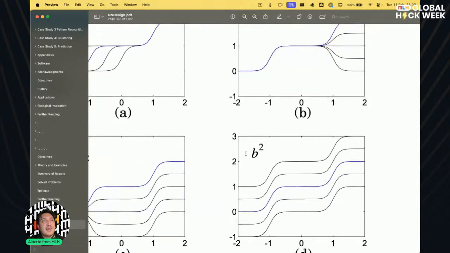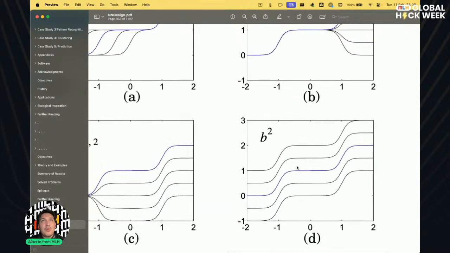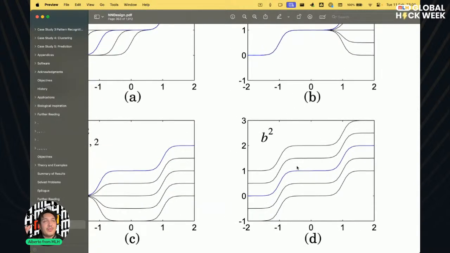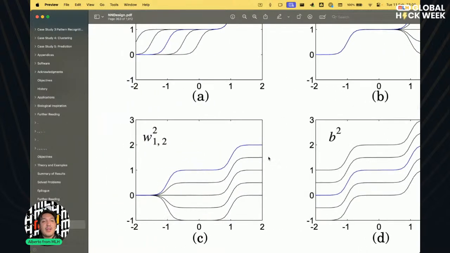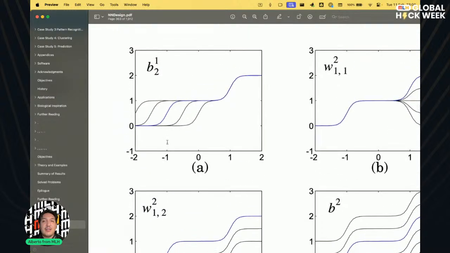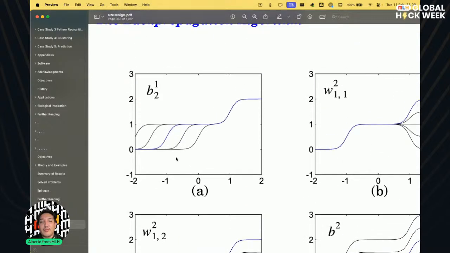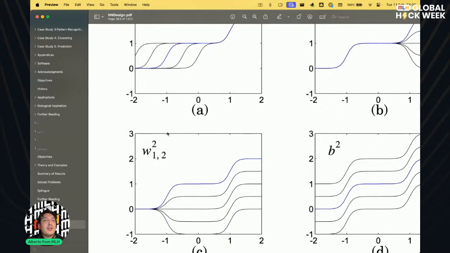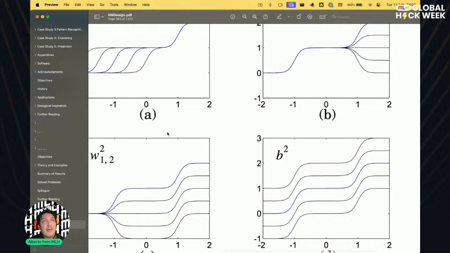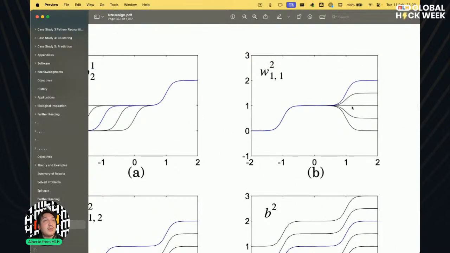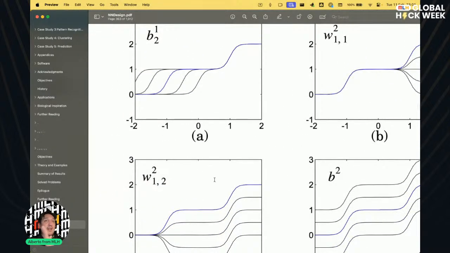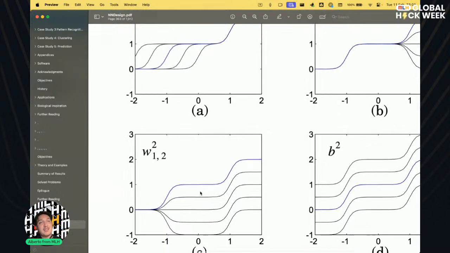The bias of the second layer is going to move the default function not in the x but in the y axis, right? And the weight in the second layer, in the first neuron, is going to have the same effect we previously mentioned, but it's going to make it happen sooner. So it's going to affect more of the rest of the signal.